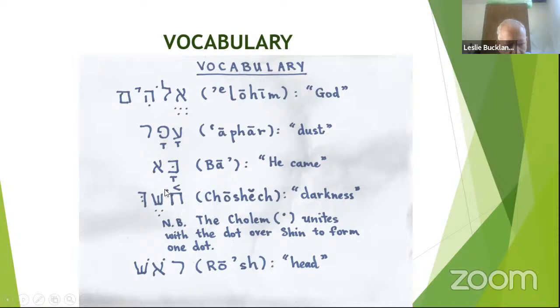Now notice that the holem, which is this one here, unites with the dot over shin, because this is a shin, but you have the holem and the shin joining together to form one dot. Koshek means darkness. You have a similar thing happening. This is the holem again, only that there is not a dot over aleph itself. So this is rosh, meaning head.